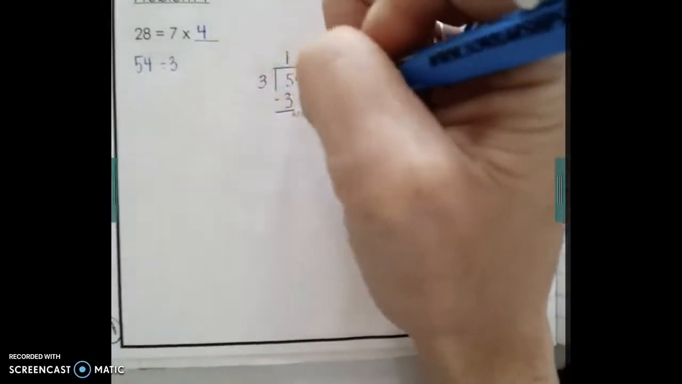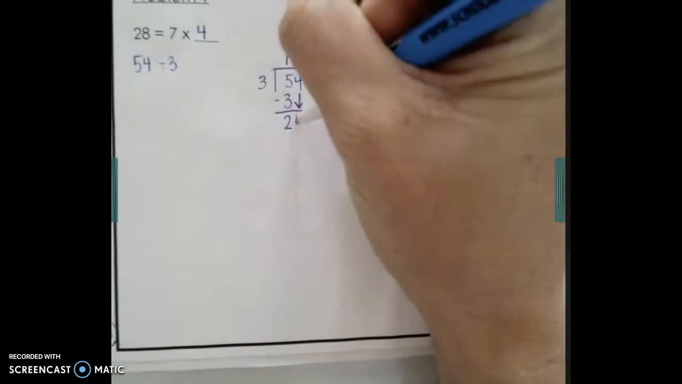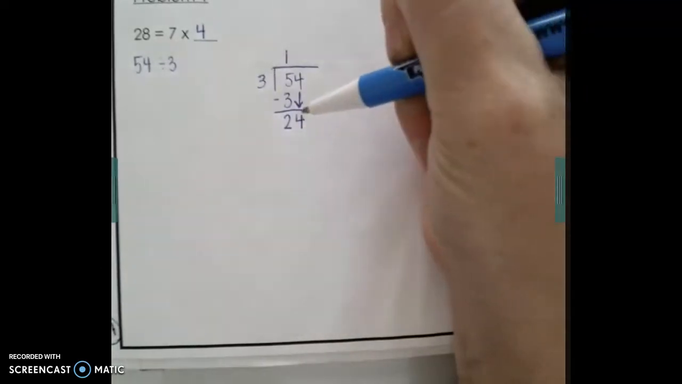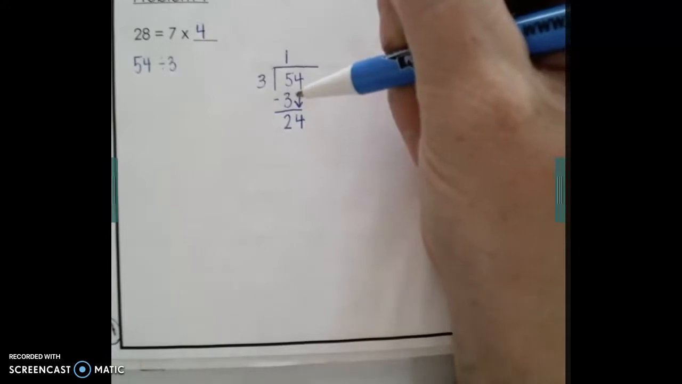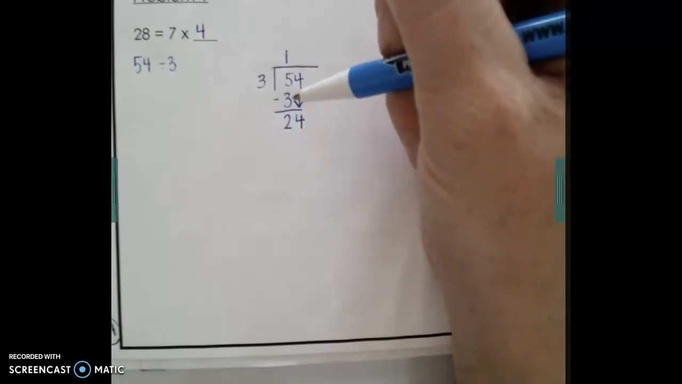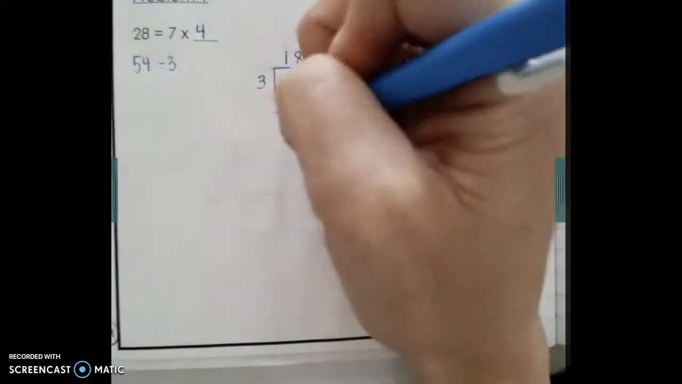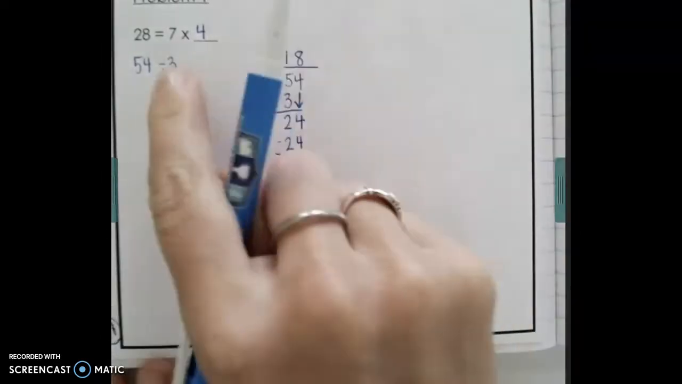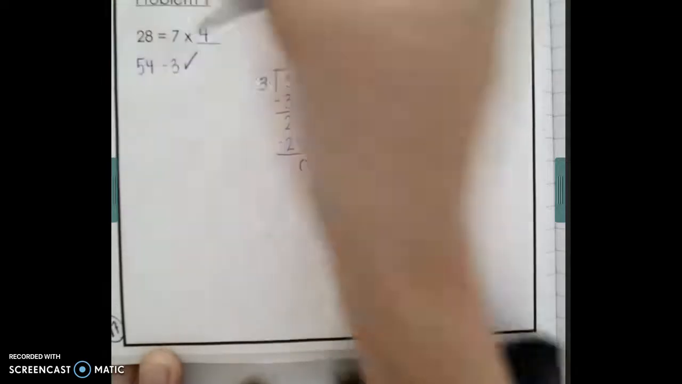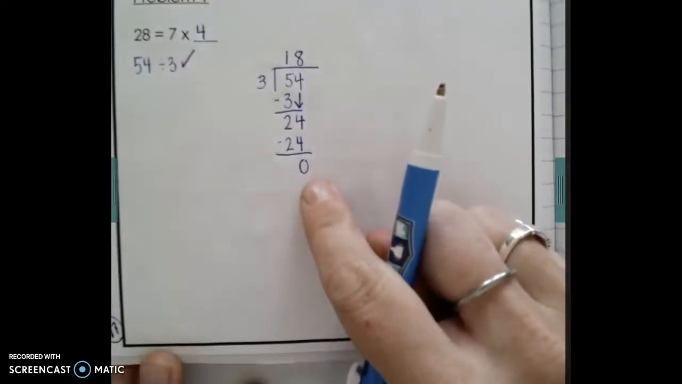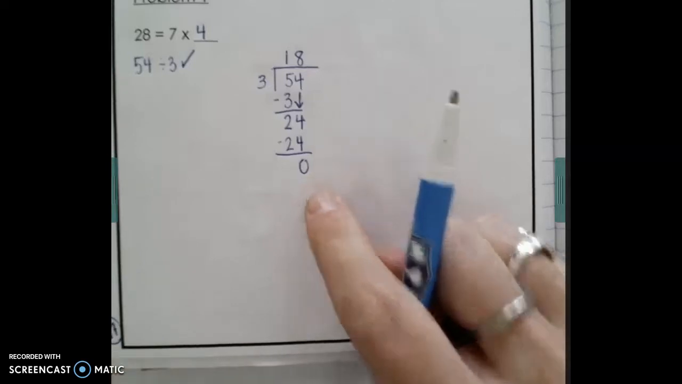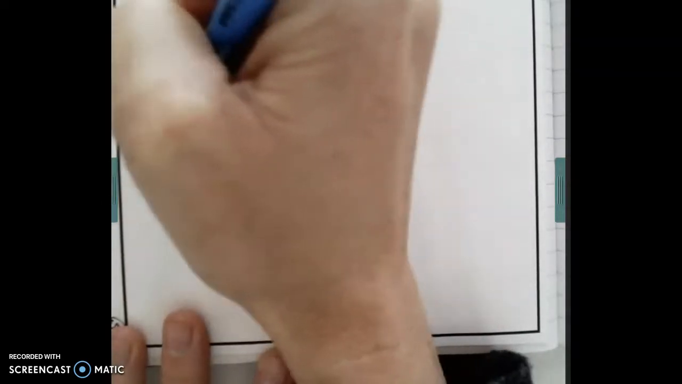3 goes into 5 one time. I get 3, minus, 2, and I bring down my 4. Now how many times does 3 fit into 24? I count by 3s: 3, 6, 9, 12, 15, 18, 21, and 24. So it goes in evenly 8 times. So I get minus 0. So is 3 a factor of 54? It is, because I have no remainder right here. That shows that 3 is a factor of 54.